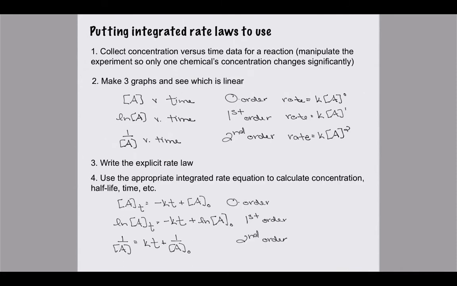And then lastly, once you have an explicit rate law, you can use the integrated rate equation to calculate concentration, half-life, time, etc. If it's a zero order reaction, use the zero order equation and so on. You have a value for k, and so you can use those integrated rate equations in order to solve the problems.